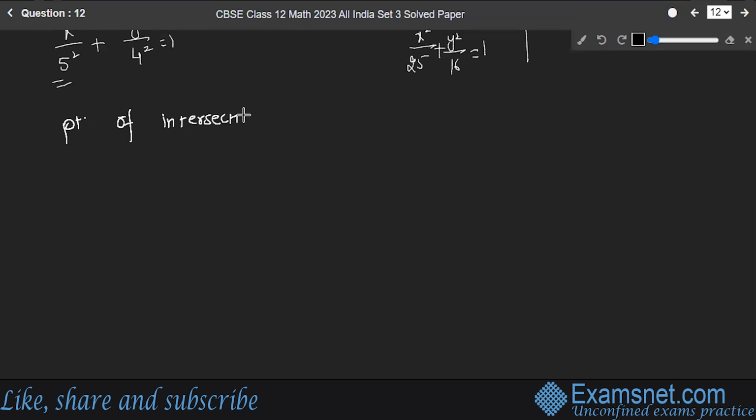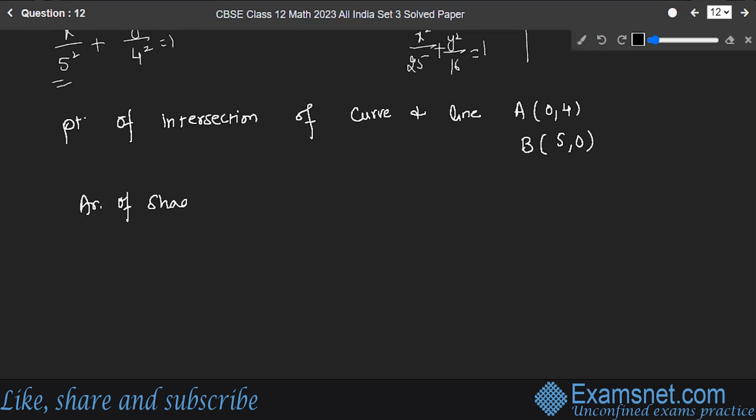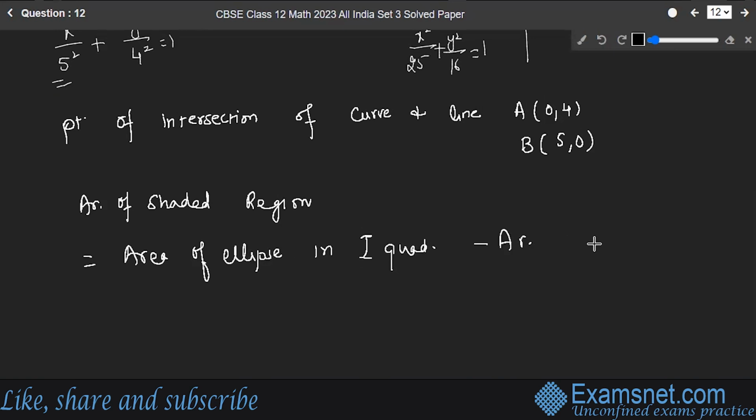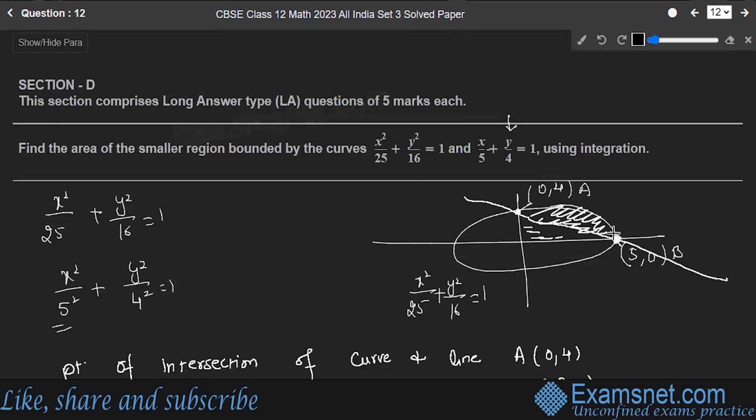So now the point of intersection, let's write down the point of intersection of curve and line are given by A(0, 4), B(5, 0). Area of shaded region will be given by area of ellipse in first quadrant minus area of triangle AOB, this one. So you have to subtract this area. Let's say this is O.